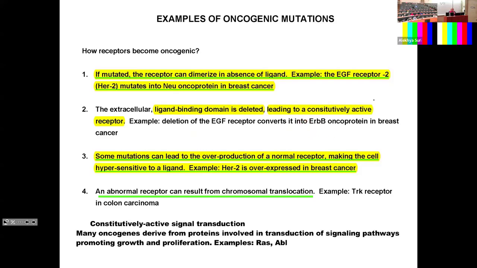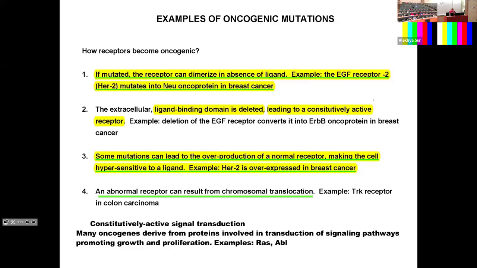ErbB. I mention these examples because if somebody in the family has, for example, breast cancer, they do molecular staining of these molecules to see whether they are receptor positive or not. Based on that, they can give one treatment or another.